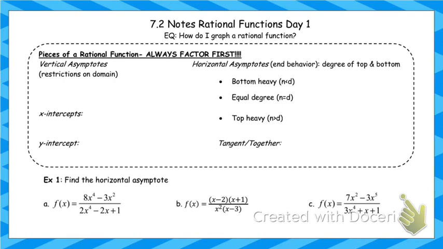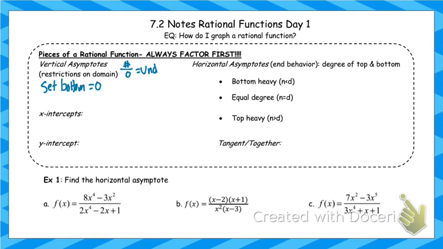So from here, we're going to start with the vertical asymptote. We already talked about this a little bit when we did transformations. The reason we get a vertical asymptote is because you can't divide by 0. So if you get a number divided by 0, it's undefined. And that's where we're going to have a vertical asymptote. So the way we find them on our function is we set the bottom equal to 0.